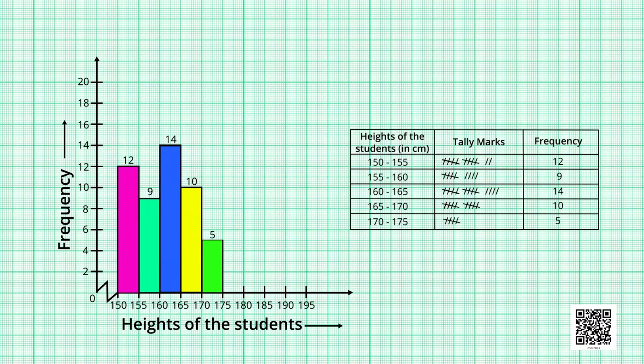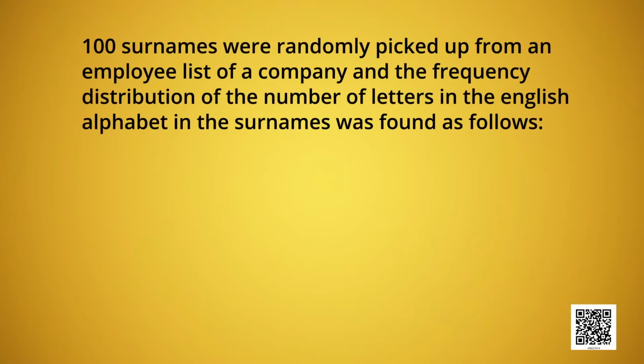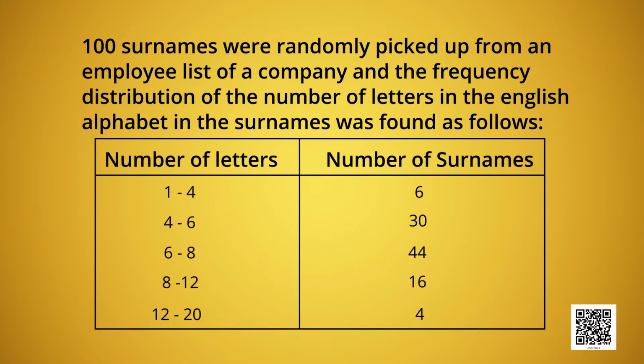Now let us look at another question. Children, 100 surnames were randomly picked up from an employee list of a company and a frequency distribution of the number of letters in the English alphabet in the surnames was found as follows. So you can see that the number of letters, they are grouped as 1 to 4, 4 to 6, 6 to 8, 8 to 12 and 12 to 20, and the number of surnames that fall in these groups are 6, 30, 44, 16 and 4.